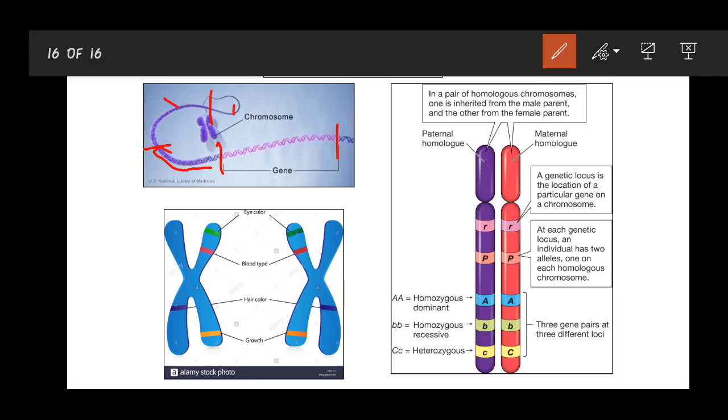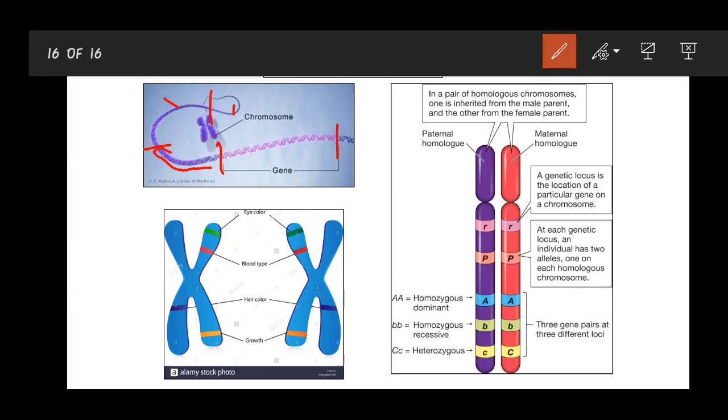Coming to the other term, which is called alleles. Alleles are nothing but two forms of a gene. For example, if I take hair color, there is a gene, or a segment of DNA, which codes for hair color. You can call it the hair color gene. But every hair color is not the same. You can see hair color as black, white, brown, etc. These are the different forms of a gene.